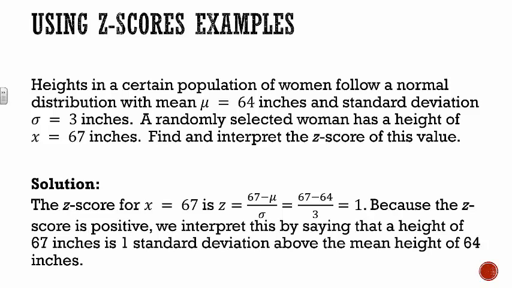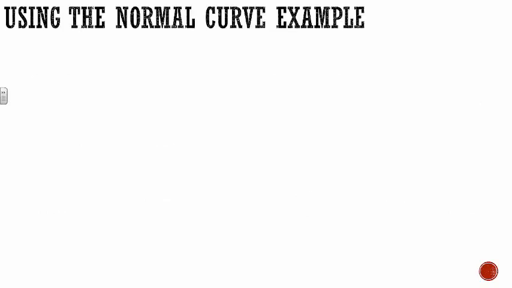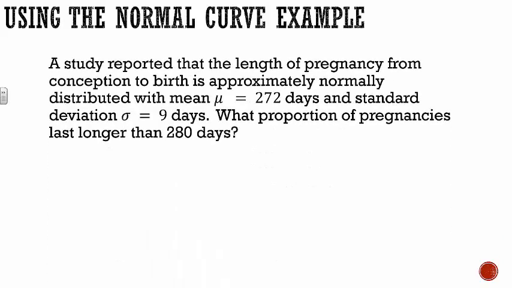67 minus 64 is 3. 3 over 3 is 1. That means that the z-score is 1. This is simply saying that a woman that is 67 inches tall is 1 standard deviation above the mean height of 64 inches. In other words, she's taller than most.